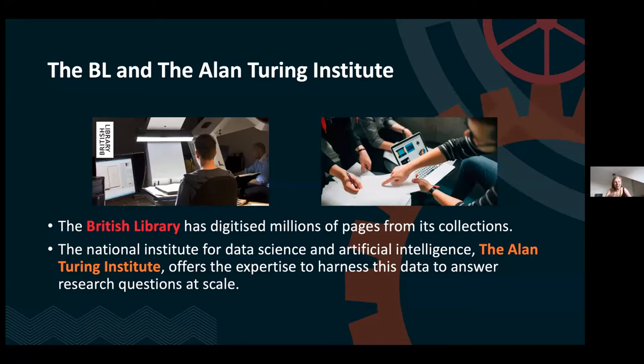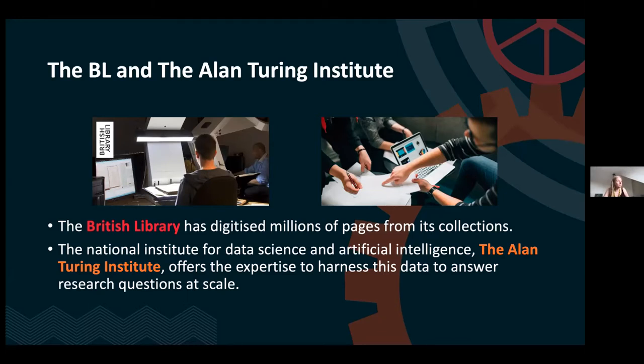So not only was the Turing nestled inside the British Library, there was also this complementary set of offerings. The BL, of course, has digitized millions of pages from its collections. And the Alan Turing Institute holds the expertise to harness that data to answer research questions of scale. However, the Turing did not have a history of working with cultural heritage data, so this was an experiment for everyone involved.